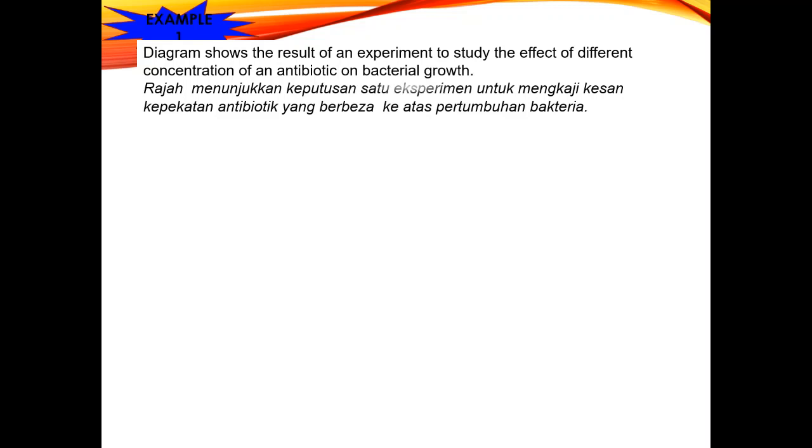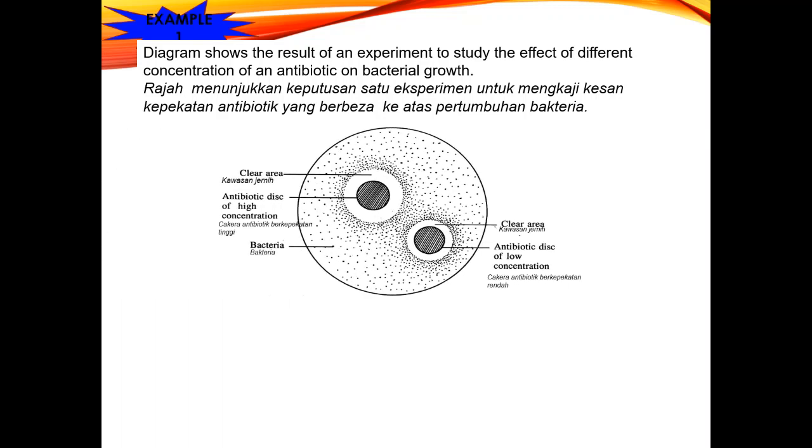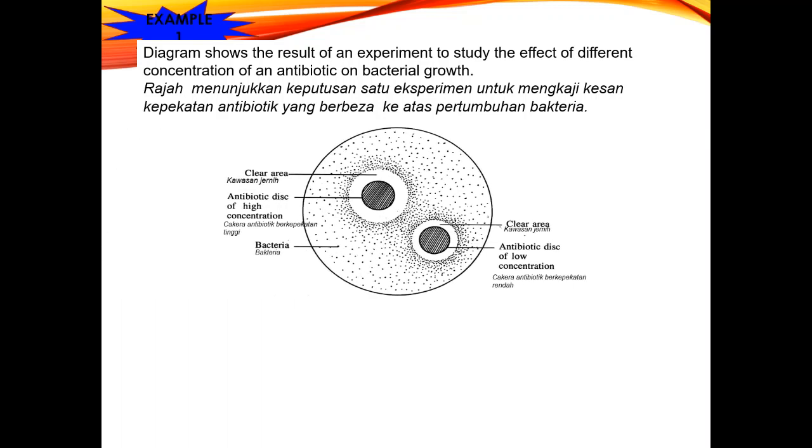We look at next example. Look at this. So this is the experiment to study the effect of different concentrations of antibiotic on the bacterial growth. So look at the diagram here. You can see from here the antibiotic disc with the low concentration and the antibiotic disc with the high concentration. And then you can also see the clear area they produce by the high concentration and also low concentration. So what is the first step you need to do? You need to identify the manipulated and the responding variable first.